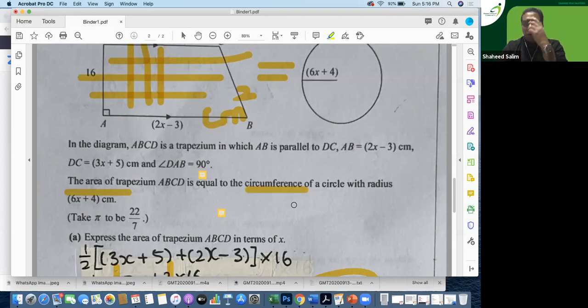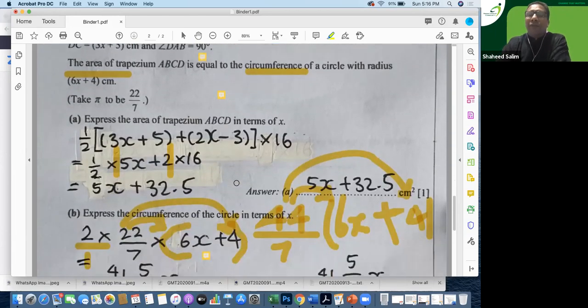It's like saying the volume of the air inside this room is the same as the length of, how can volume equal to length? It doesn't make sense. But your teacher, they are talking about the number lah, the number. Okay, we look at the number then. We just follow now, since they want us to form an equation like that. Area of trapezium is equal to circumference.